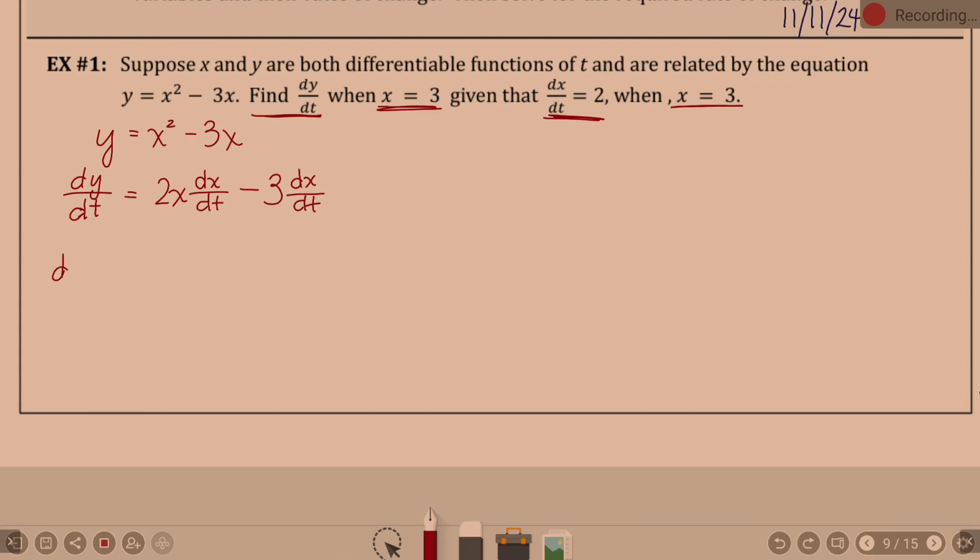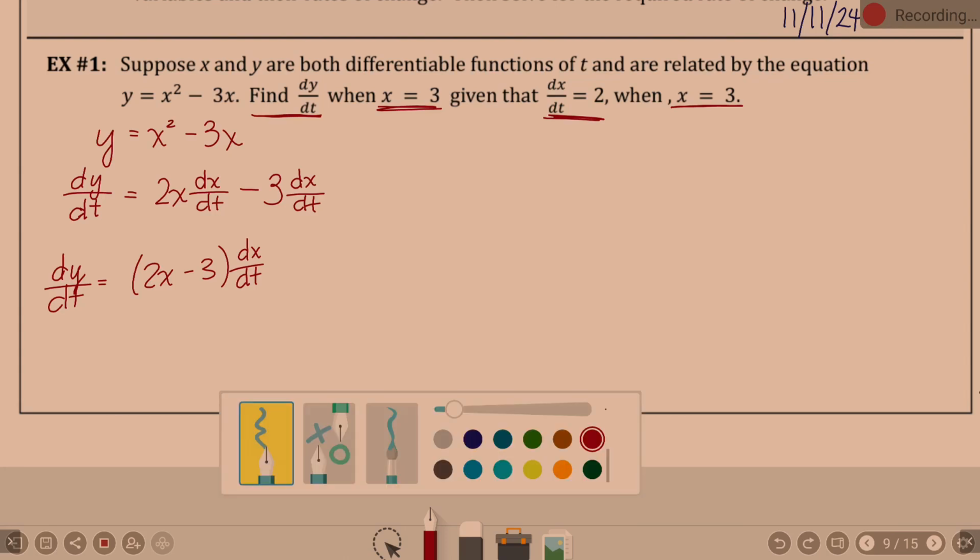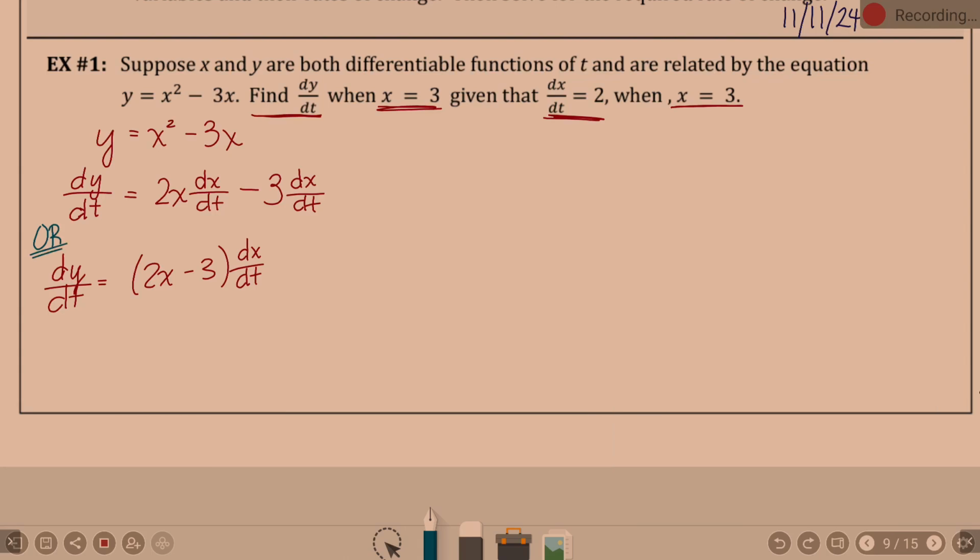You could, before you get started, rewrite this as dy/dt equals 2x minus 3, in parentheses, times dx/dt. Typically you see the dx/dt part at the back. I'm not saying you have to do that. I'm just saying that's another way to write it. We have all the information we need. Solve. We're being asked to find dy/dt.